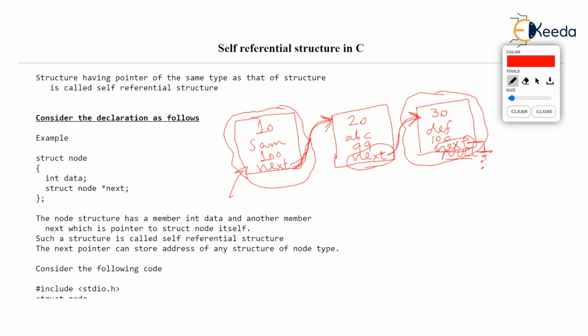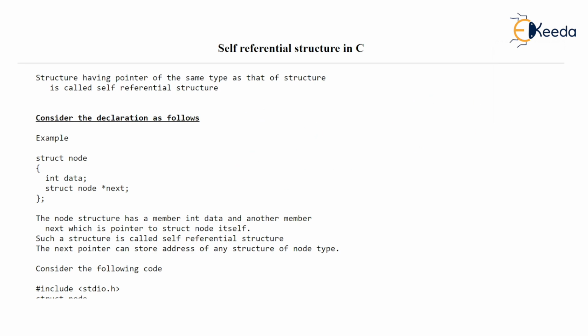So what is a self-referential structure? Let's go through the definition again. A structure having a pointer of the same type as that of the structure is called a self-referential structure. And the example shows that a node structure has a pointer called next of node type. So that's what has been written here.